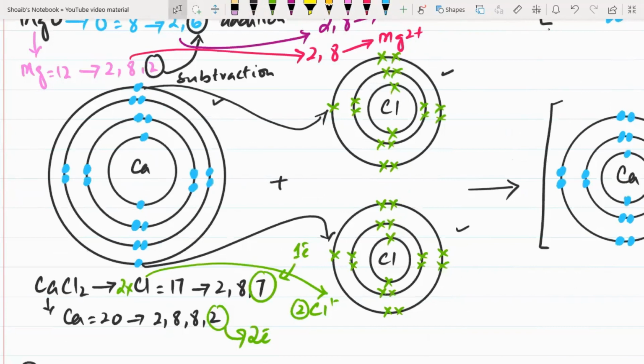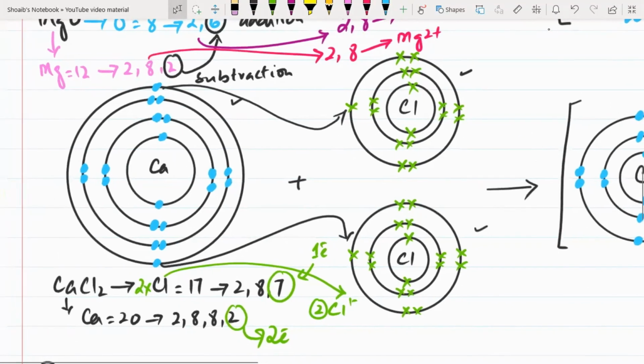Now the dot and cross diagrams and the examples for ionic bonding are complete here. In the next video, we're going to discuss the properties of an ionic compound.